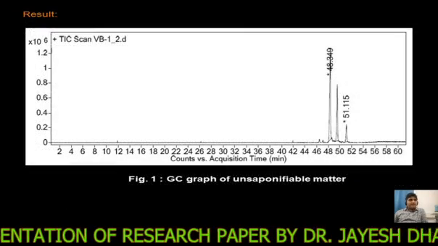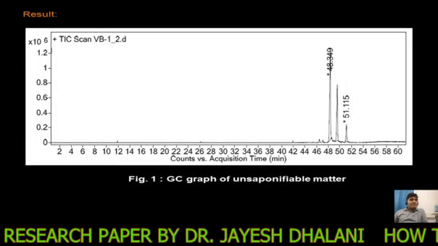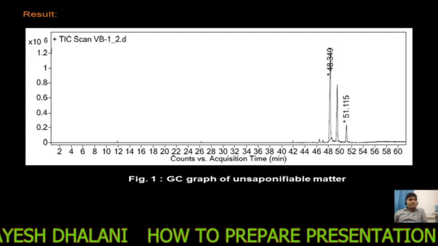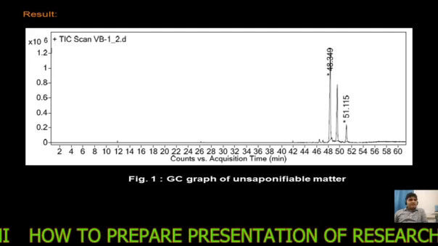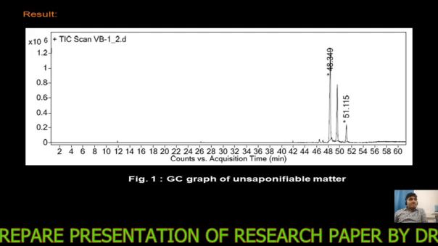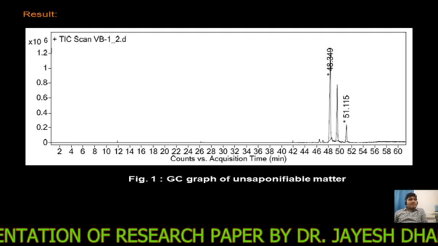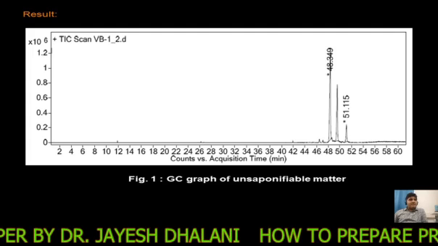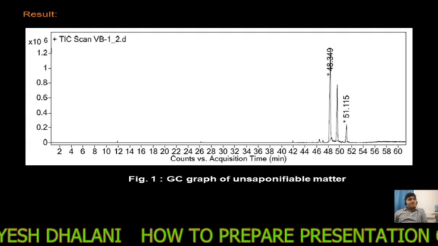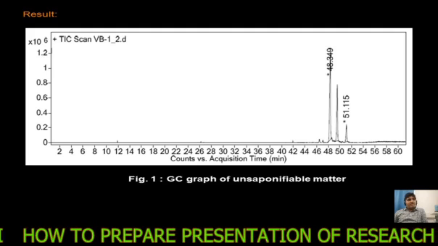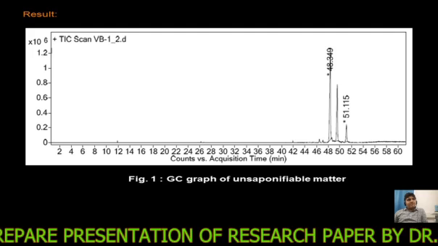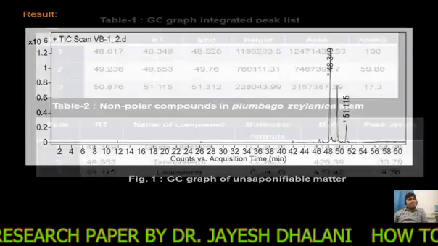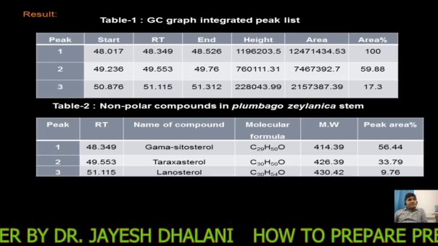This is the result. We cannot present the whole PDF, so you have to cut down your main part from which you can explain all the results, then you can explain this analysis. Here I have given the figure number and figure name, GC graph of unsaponifiable matter. So every referee can see which graph, which figure you are presenting. This is the result from analysis.